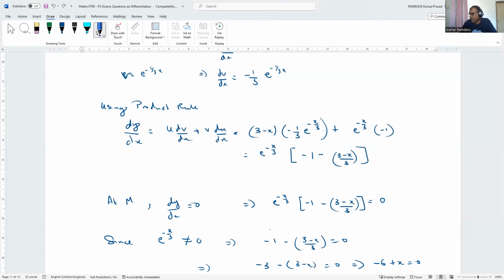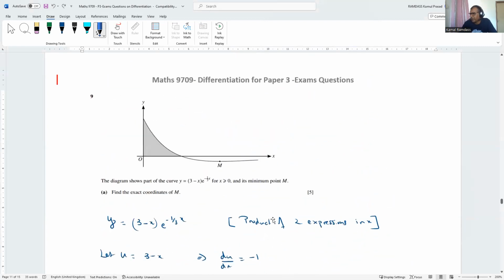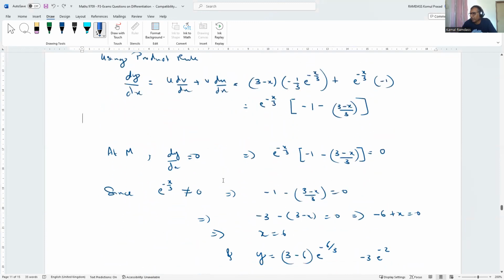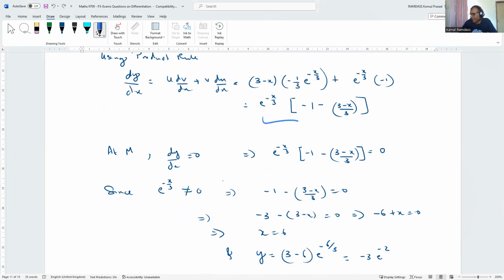OK? Et là, on dit à ce point m qui nous demande là, dy by dx est égal à 0. Et si dy by dx est égal à 0, sa expression-là est égale à 0. Et now, either this is equal to 0 or this is equal to 0. Mais seulement e à la puissance de any number, be it negative or positive, always a positive value. OK? It cannot equal to 0. OK? It cannot be equal to 0. Ça veut dire ça, jamais peut être égal à 0.